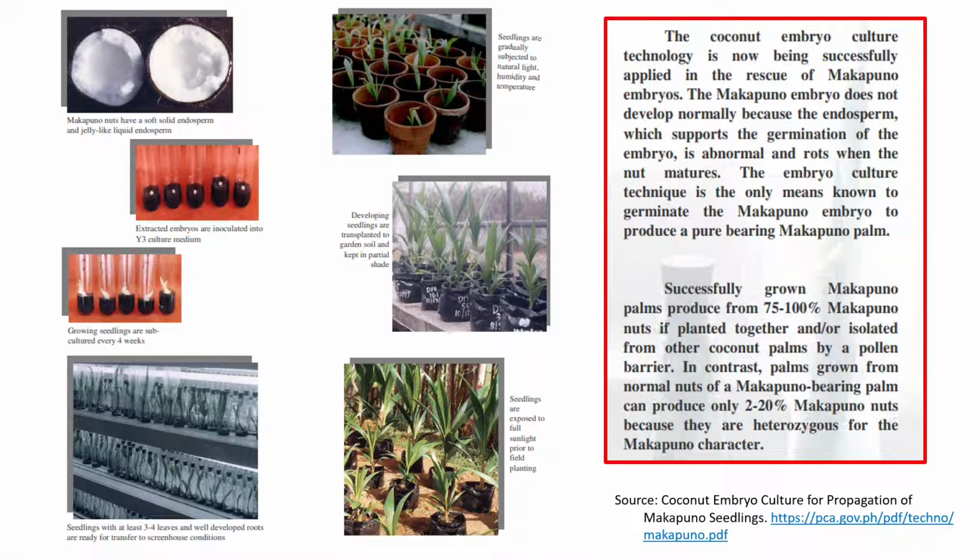Now it's very interesting that in the Filipino context, the tissue culture technique has been used to save a very interesting mutation in coconut, which we call makapuno. As you can see here in this article, the coconut embryo culture technology was used successfully to rescue embryos. The makapuno embryos do not develop normally because its endosperm is abnormal and rots, so eventually the makapuno dies. So it's a good thing that tissue culture was done at that time because it saved a whole industry.